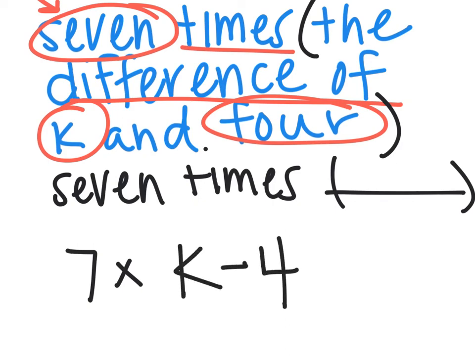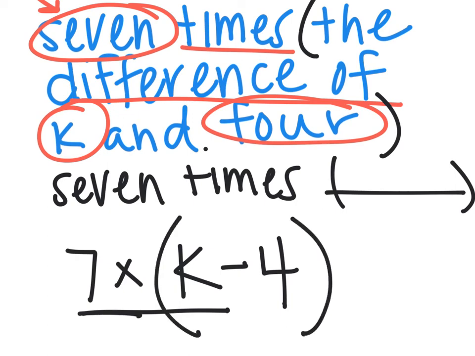And I want that k and 4 to be together as a group. I'm not doing 7 times k, then subtracting 4. It's 7 times this whole thing. So I'm going to put parentheses around that whole thing.